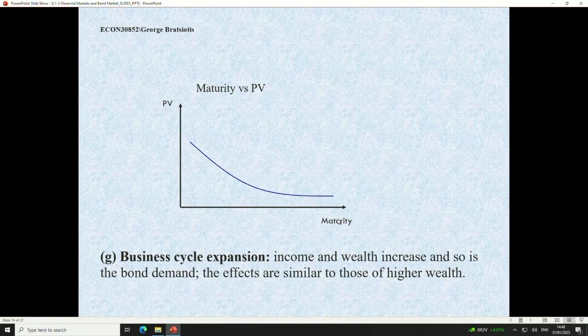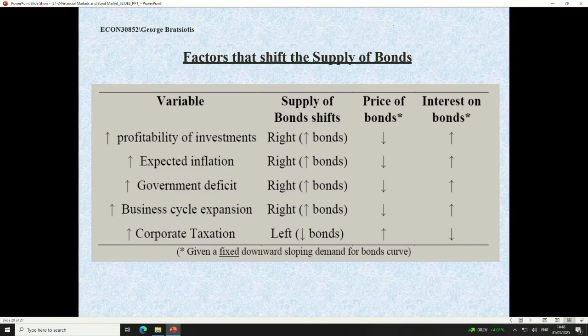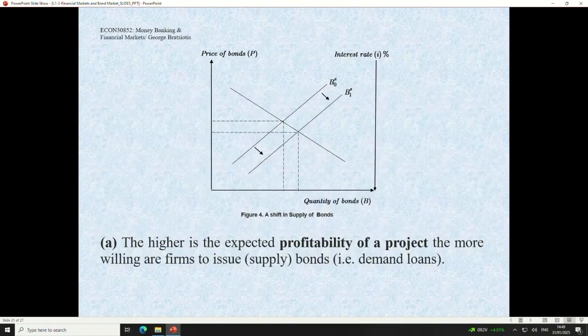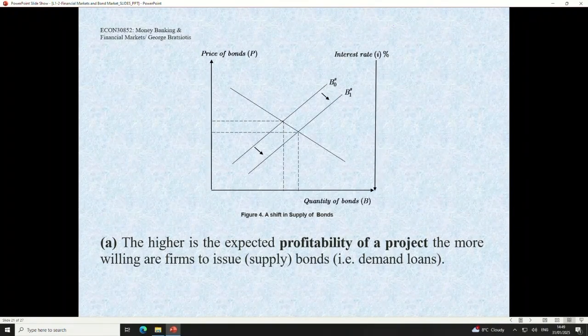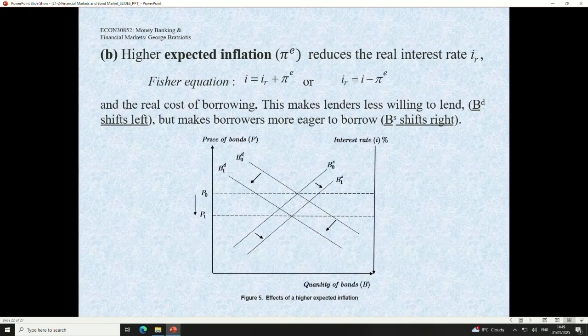Business cycle expansion, that's all very well explained, is becoming wealthier and all that. And then I've got here factors, I mean, time's running out now, so just very briefly, go through this. This is the supply of bonds. What is affected? High profitability. If businesses feel that this is the time to invest in projects, the supply of bonds will move to the right. High expected inflation has two effects here. Because remember, we've just said that high expected inflation will reduce the demand for bonds, right? But it will increase the supply of bonds.